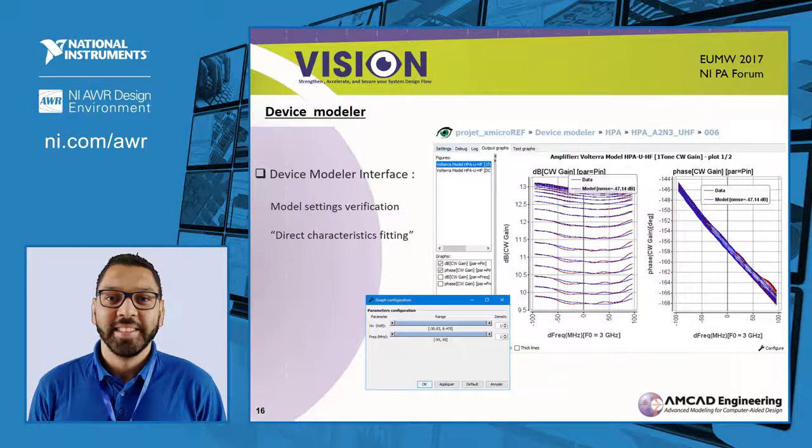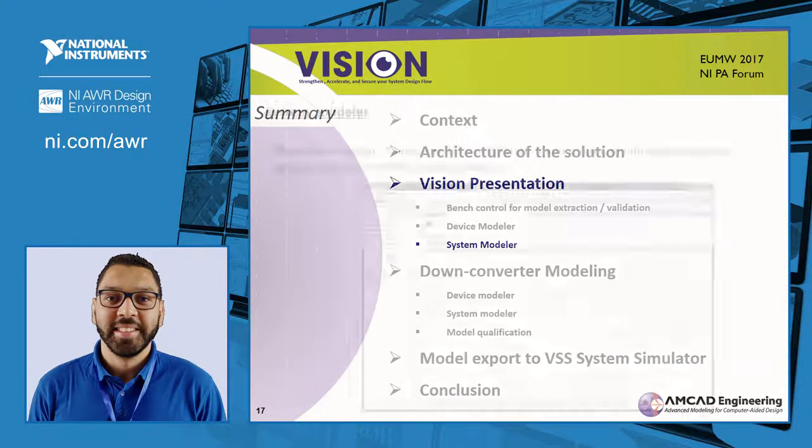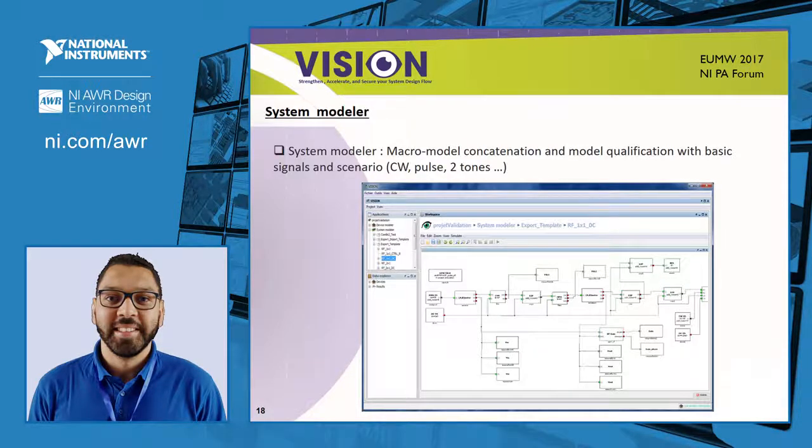After the extraction of the model, you can directly see the comparison of characteristic curves between model and measurement data. If the model is not accurate enough over the entire power range and frequency bandwidth, another extraction can be done by changing the value of parameters until a satisfactory result. In System Modeler, you can create the schematic of your system by using the different models extracted in the Device Modeler part. You can submit your modulated system to different signals such as pulse, two-tones, or modulated signal.